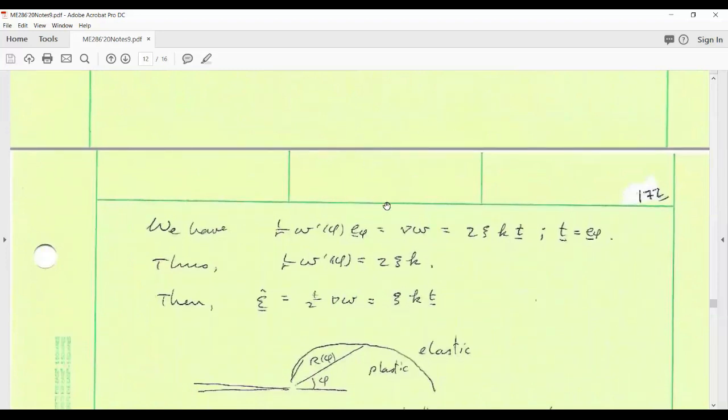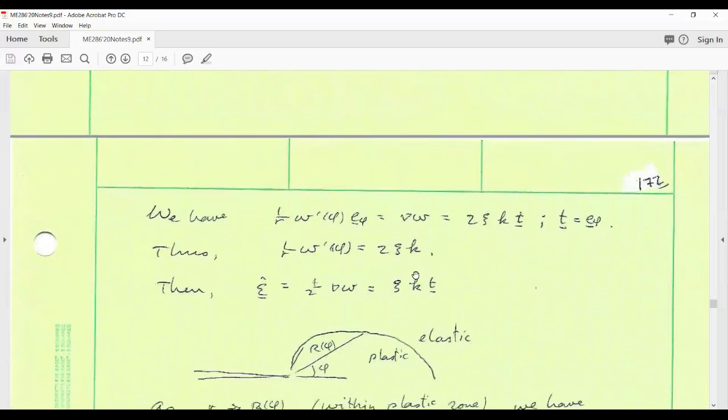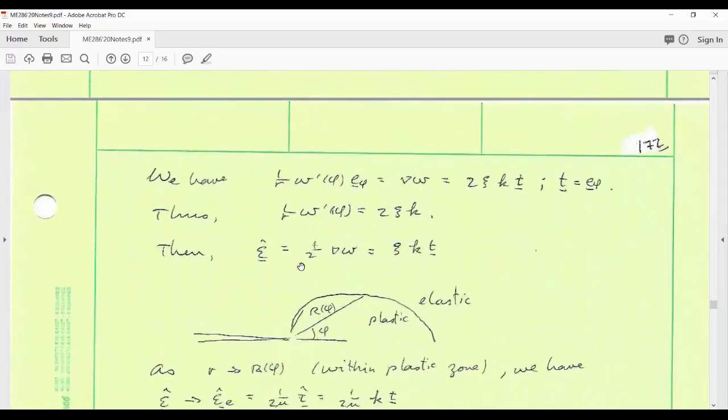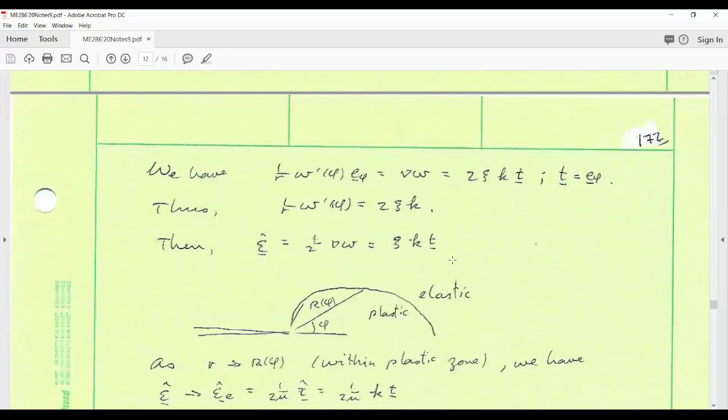Okay, so here we are. Here's our gradient of W. W is independent of radius in the plastic zone. So the gradient looks like this. We've deduced previously that that's some scalar times t. So comparing, since t is E phi, comparing these equations gives us this. And the total strain vector looks then like this. We don't know anything about the coefficient psi at this stage.